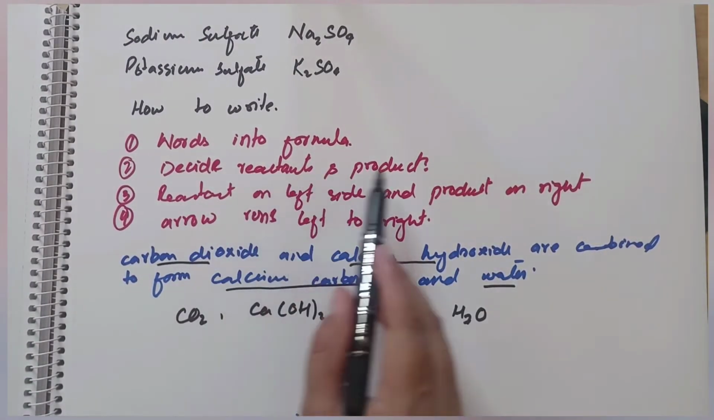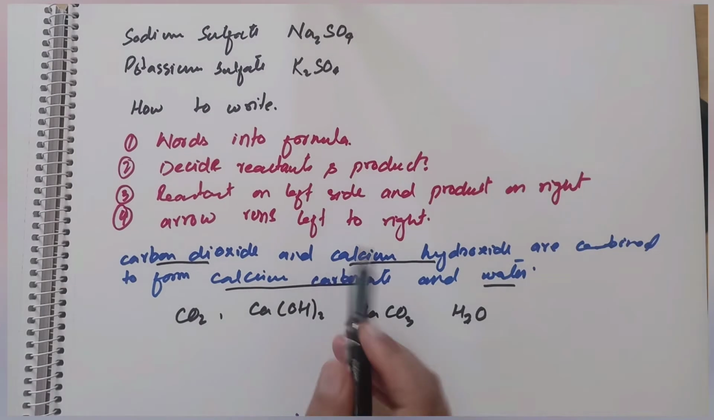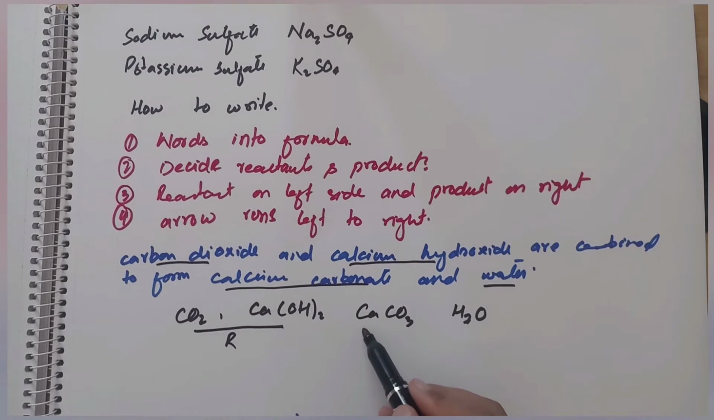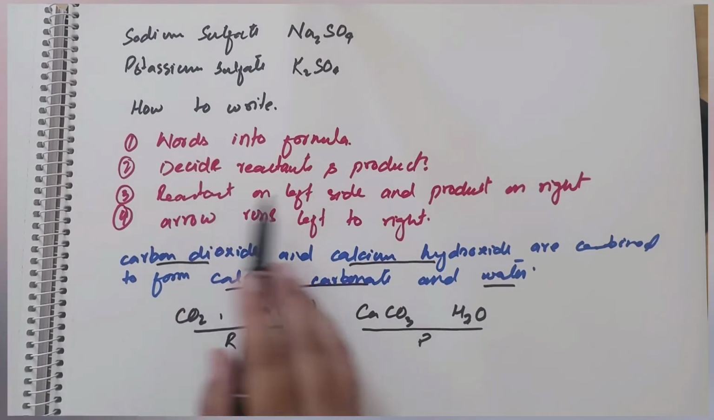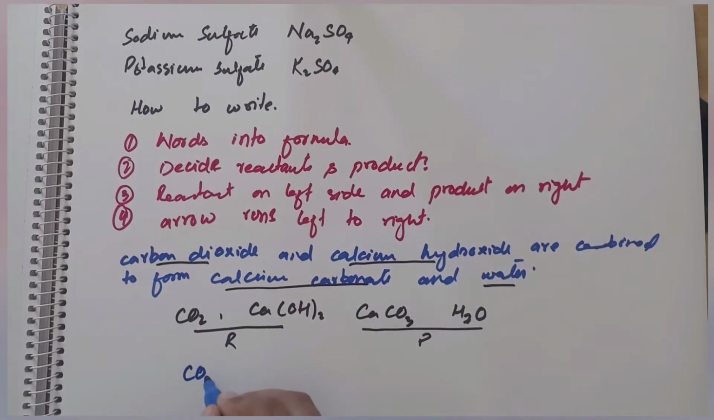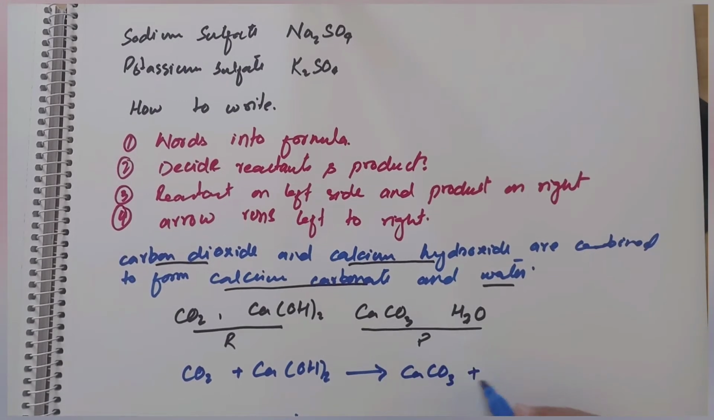Second step, decide what is reactant and product. From the description, it is clear that whatever substances are combining act as reactants, and the new substances which are produced are called products. So from the statement, it is clear that carbon dioxide and calcium hydroxide are reactants, and calcium carbonate and water are products. According to steps 3 and 4, we write the reactants and products, and then we write an arrow. So finally, we have the chemical equation: carbon dioxide plus calcium hydroxide gives, that is an arrow, calcium carbonate and water.